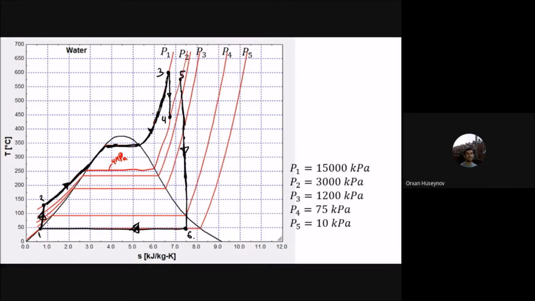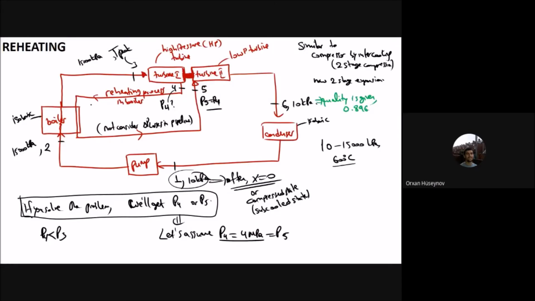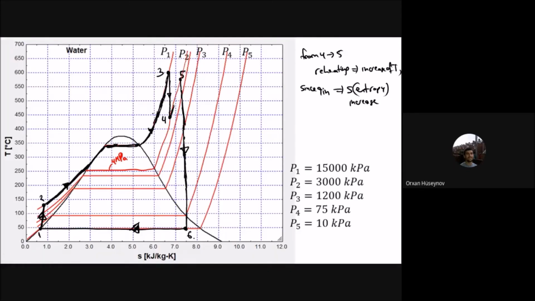Okay. Now from 4 to 5, I have the reheating. 4 to 5, what is that? Reheating. Reheating is that you have that increase of T, the temperature increase, but as well since it is Q in, you will have that entropy increase. So from 4 to 5, I will have that reheating stage, but this reheating is at constant pressure. So you can see it is at constant pressure. Therefore, I will go along the constant pressure line. Okay. So the direction will be upwards.